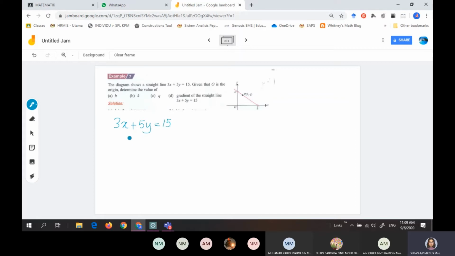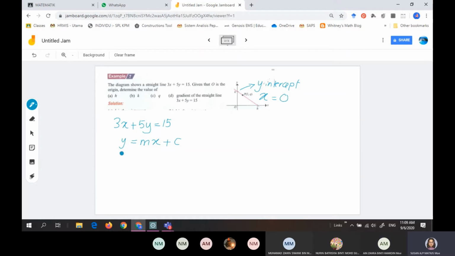And what is the information you already know? You know that a straight line can be presented as y equivalent to mx plus c. You also have the diagram. So from the diagram, you know k is the y-intercept. When it is the y-intercept, it means the value of x is actually equivalent to 0.